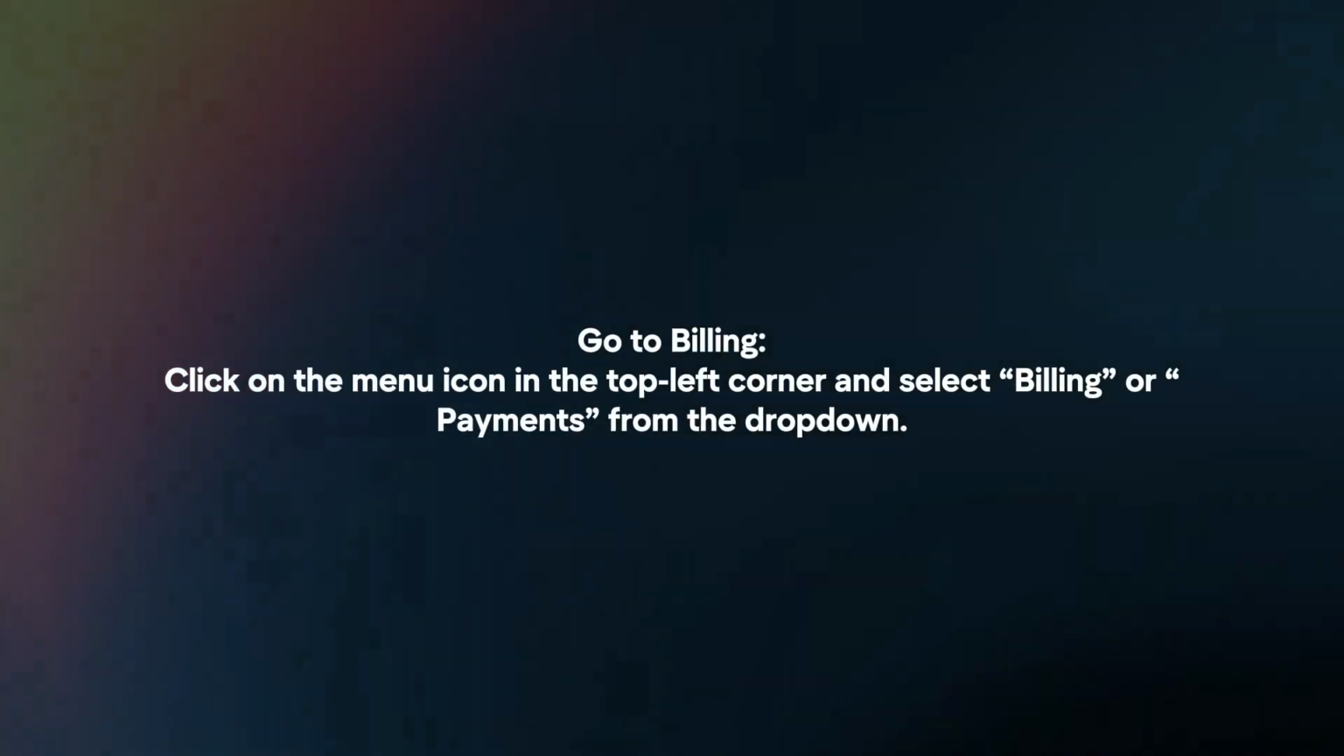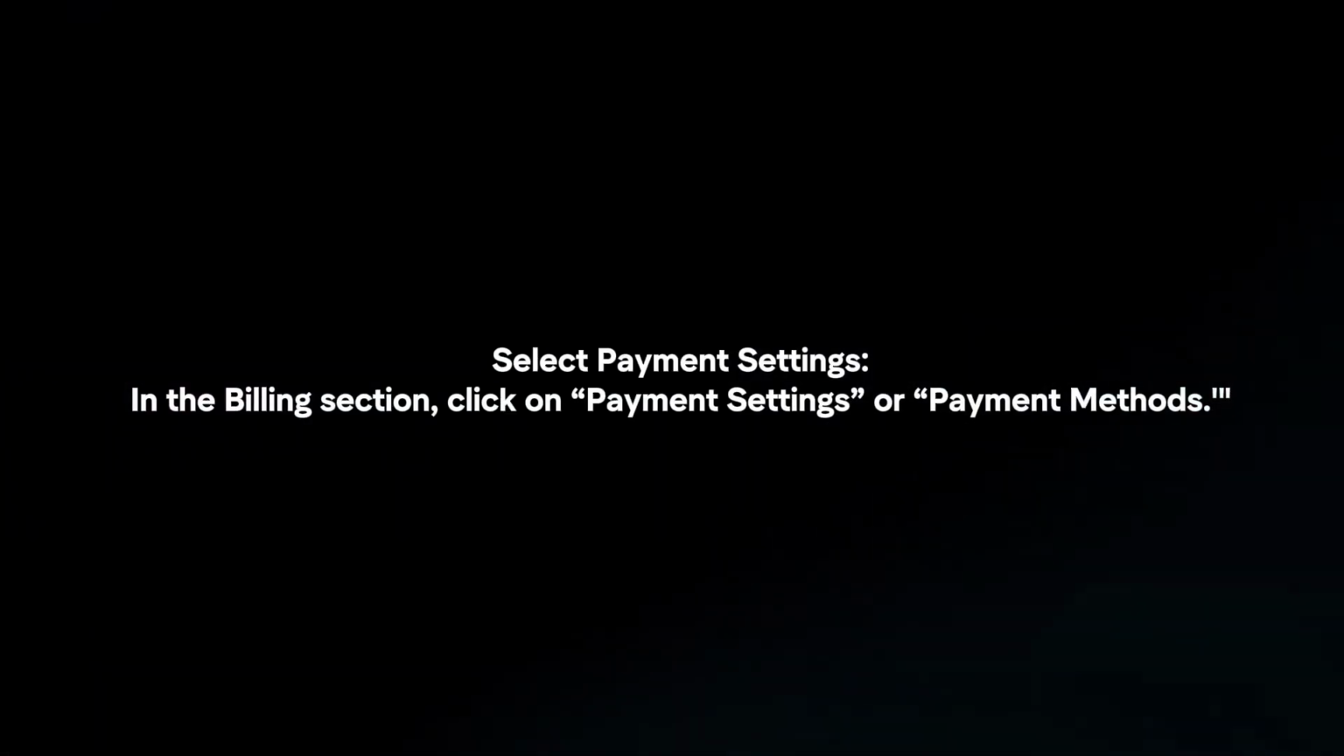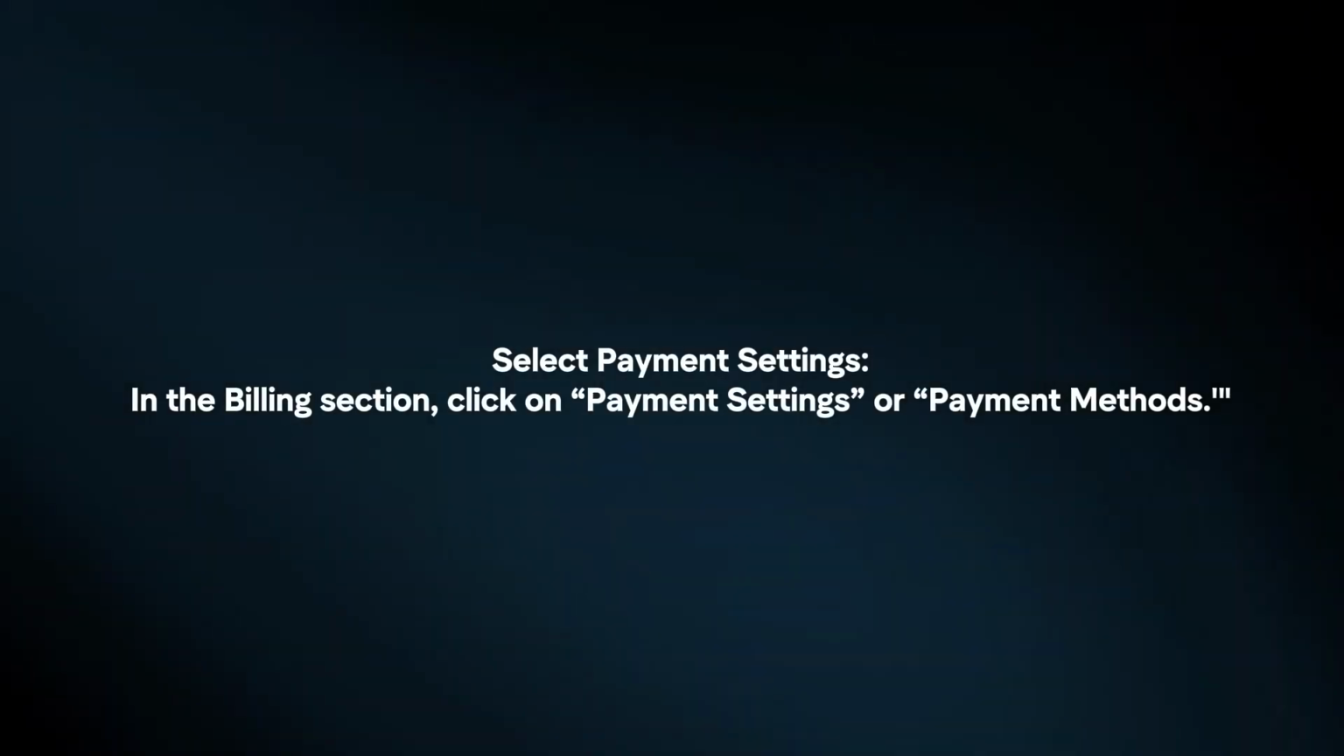Go to Billing. Click on the menu icon in the top left corner and select Billing or Payments from the drop-down. Select Payment Settings. In the Billing section, click on Payment Settings or Payment Methods. Add Payment Method. Click on Add Payment Method.